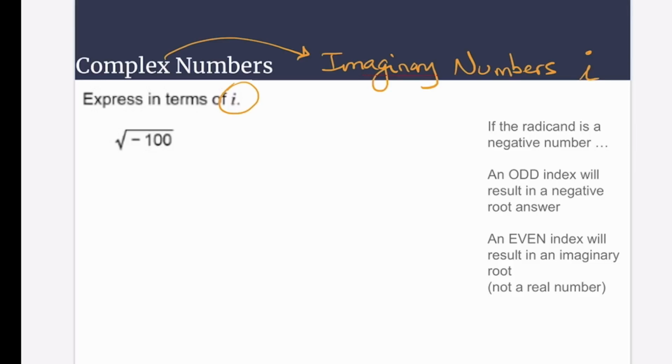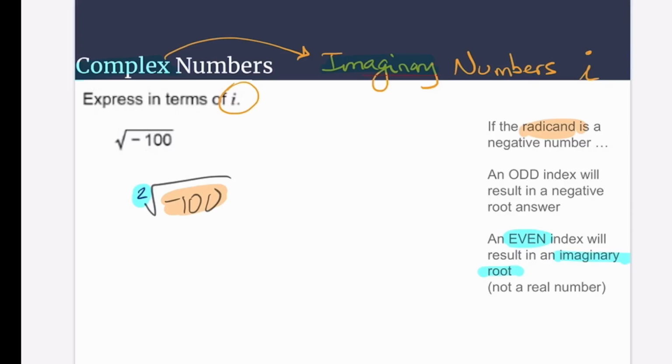So if the radicand is a negative number, like it is in this case, we have the square root of negative 100. Your radicand is this piece underneath. If it's a radical number, one of two things happens. So you have to look at your index. The index out here is a 2. So if there's nothing written, it's 2. That's an even number. So if you have an even index, it will result in an imaginary number. Imaginary numbers, complex numbers.